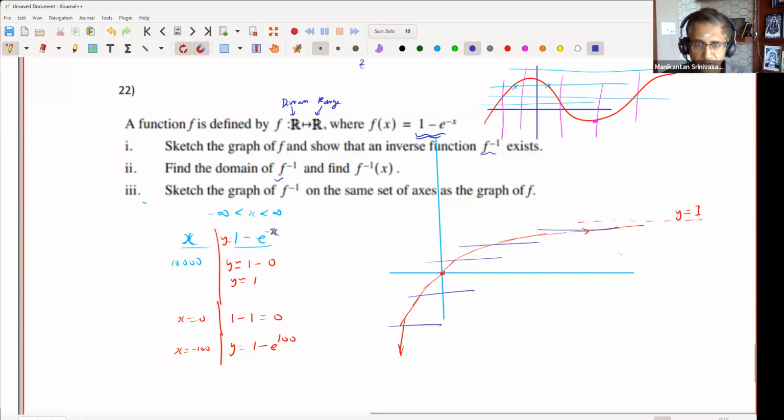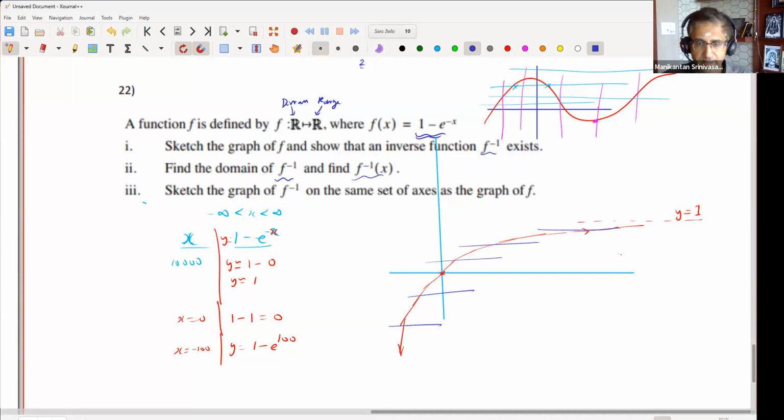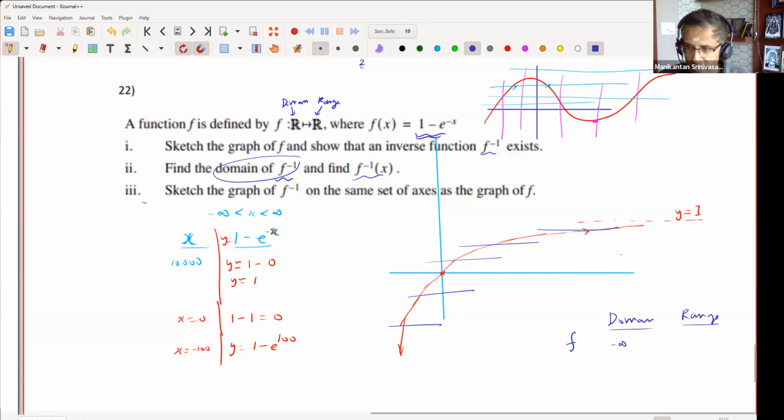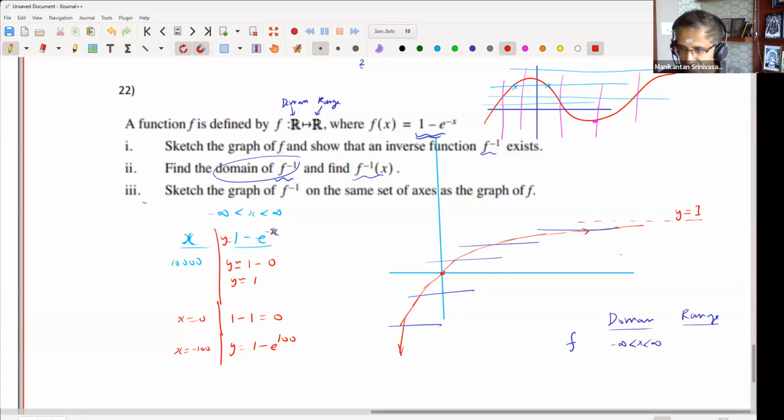Okay. Find the domain of f inverse and find f inverse of x. In fact, we found the domain of f inverse by saying that's nothing but the range of f. Now, range of f is what? So this is f, and let's say this is domain and this is range. The domain for f was given to be all real numbers, minus infinity to infinity. And the range also, we just saw by the red graph, the y value could go all the way from minus infinity and approaching 1. It will never reach 1, it will approach 1.